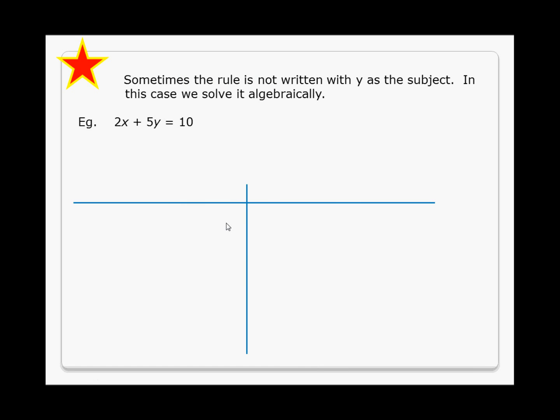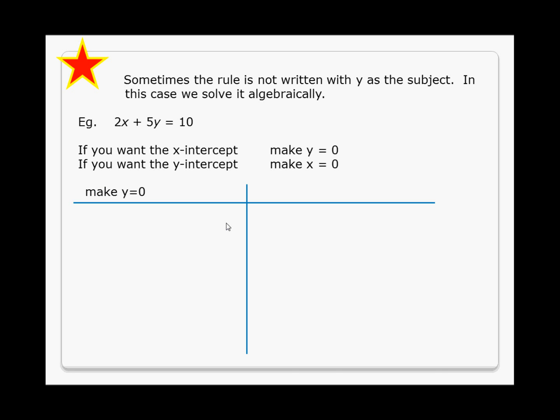Linear rules can be written in different ways. They're characterized by having the x and y values with no powers above them. In this case, I've got a rule 2x plus 5y equals 10. That's a linear rule. However, y is not the subject. So if I want to find the intercepts, the easiest way is to use algebra, if I haven't already got it graphed. If I want to find the x-intercept, I need to make the y value equal to 0. If I want to find the y-intercept, I make the x value equal to 0. Those zeros are just telling me it's on the x or y axis.